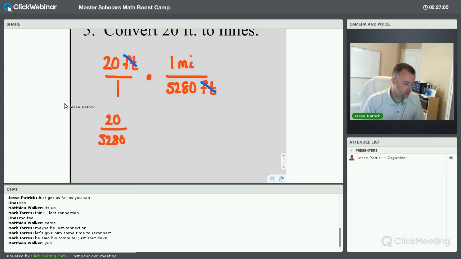That's how things work. Calculator: 20 divided by 5,280. I'm going to get a crazy decimal, 0.00378. So that's going to equal 0.00379, because I'll round that last decimal. And in this case, it's going to be miles.